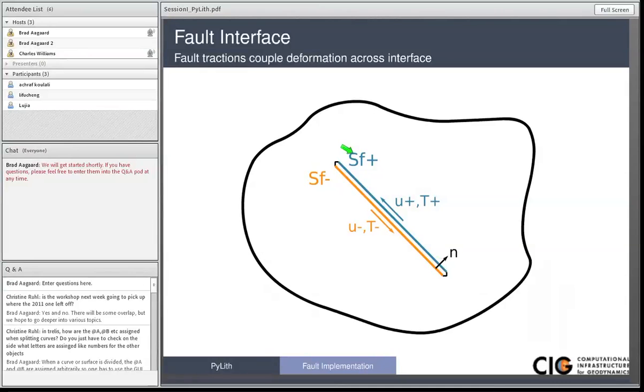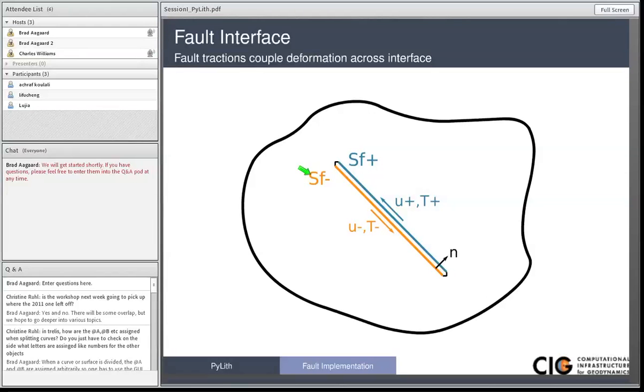That's designated up here by S_F plus. And then the other side is the negative side of the fault. And we have a relative displacement, one side relative to the other, and that gives us our relative displacement across the fault, or our fault slip. And we have tractions that are applied on one side of the fault relative to the other, and this couples the two sides of the fault together. If we have a free surface on the fault, then it's essentially a decoupling of the domain.